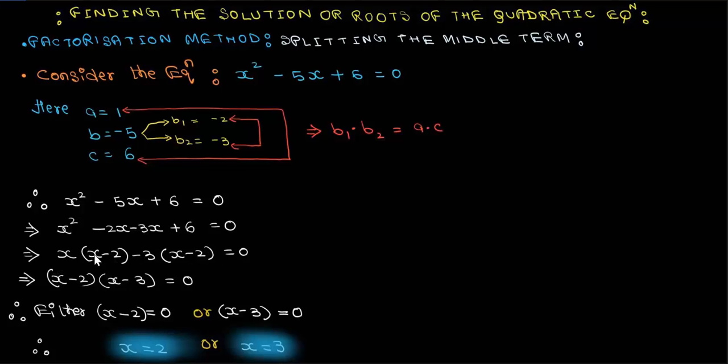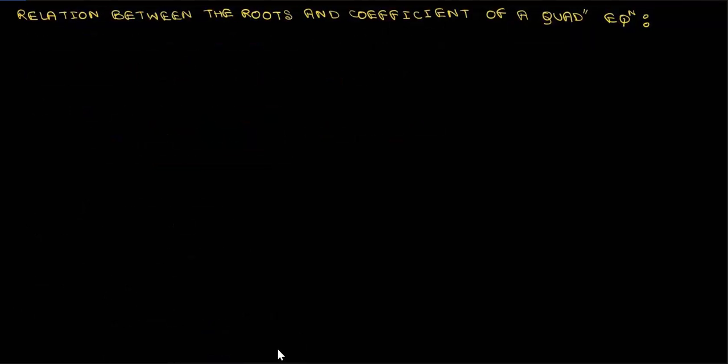Now by factorization we take x common, x minus 2, then minus 3 is common in the other two terms, and we get x minus 3. So the two linear factors are x minus 2 and x minus 3 equal to 0. So either x minus 2 equal to 0 or x minus 3 equal to 0, then only the product will be equal to 0. So the answer is x equal to 2 or x equal to 3.